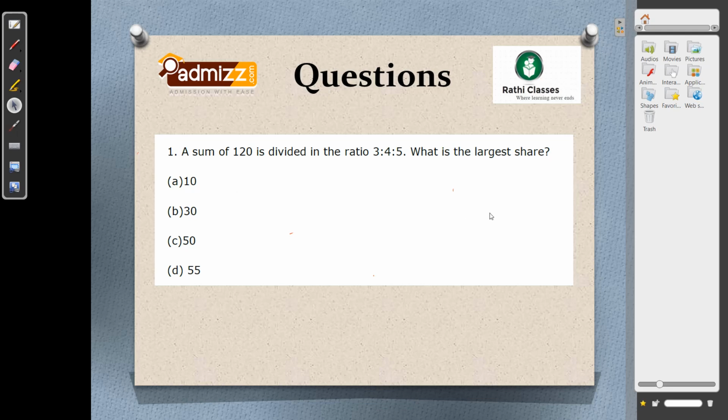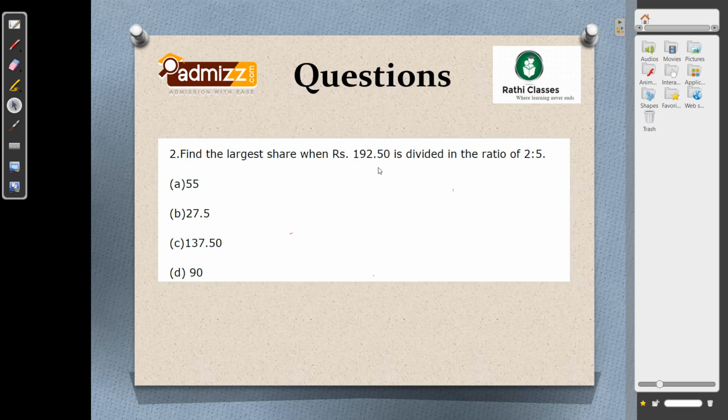This is very easy and the normal method will be helpful to you. Moving on to the next question. Find the largest share when 192.50 is divided in the ratio of 2:5. The largest share should be a multiple of 5, as all the options are multiple of 5. That is a weak point, which means you need to solve it through. So how we will solve is 192.50 divided by total is 7, into 5. Now, can this number be divided by 7?